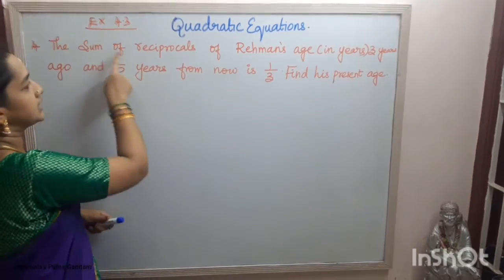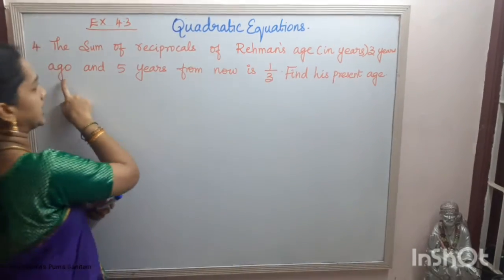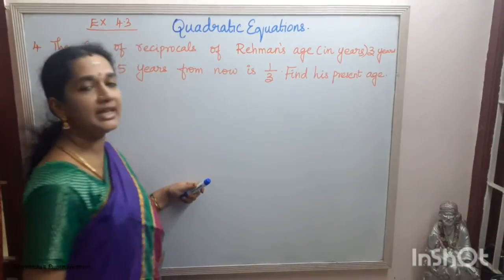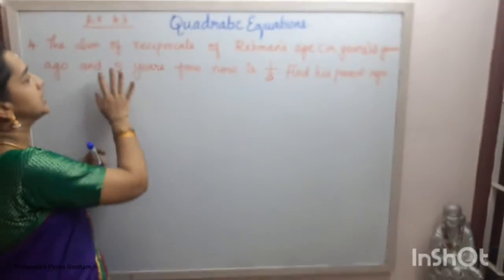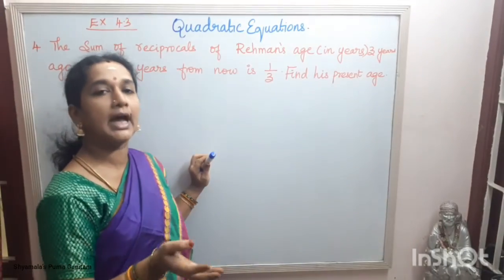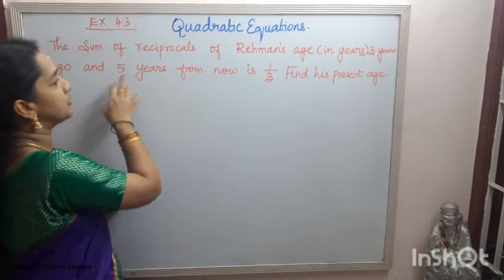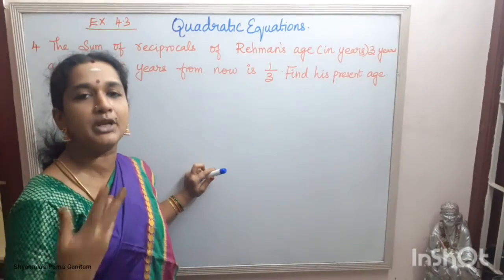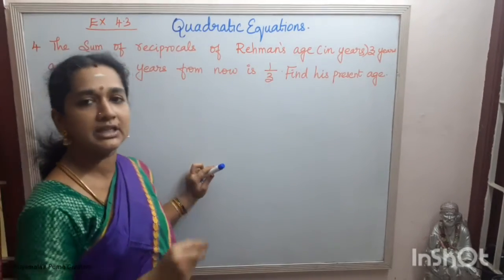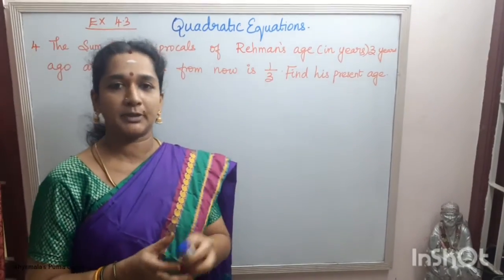Next sum: the sum of reciprocals of Rahman's age in years 3 years ago and 5 years from now is 1 by 3. Find his present age. So here the sum of the reciprocals of Rahman's age before 3 years, that is 3 years ago, and 5 years from now, that is after 5 years, is 1 by 3. Find his present age. This is the question given. You are asked to find Rahman's present age.